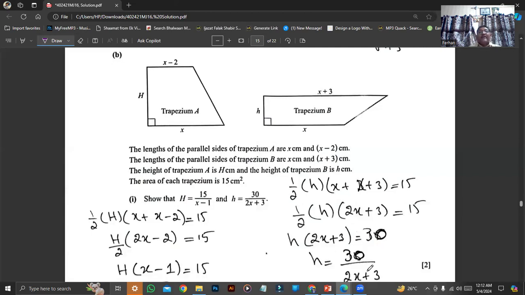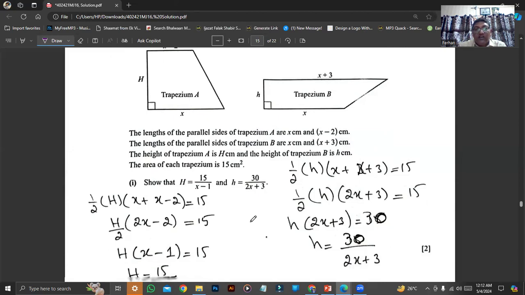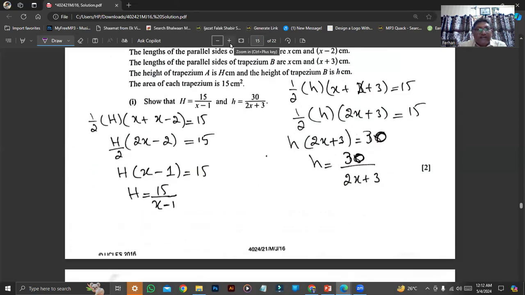The area of each trapezium is 15 centimeters squared. Show that the capital H is equal to 15 minus 15 divided by x minus 1, and the small h is equal to 30 divided by 2x plus 3. So the method is very simple.